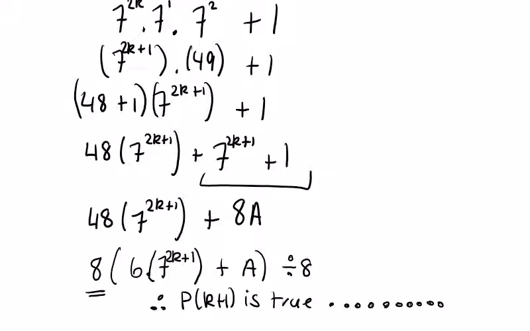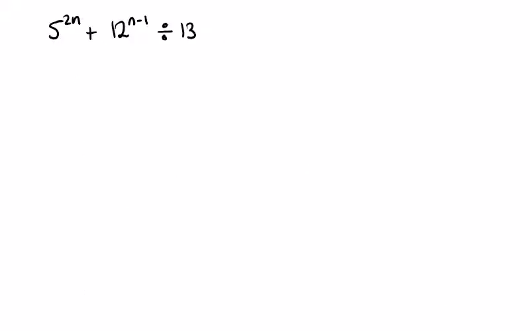So we'll do one more of these questions, and then hopefully you've mastered divisibility proofs. So they look a bit trickier. Just follow the same process and we'll see where we get to. So we're looking here, is 5 to the power of 2n plus 12 to the power of n minus 1 divisible by 13. When n is equal to 1, we get 5 to the power of 2, 2 ones, plus 12 to the power of 1 minus 1, which is 12 to the power of 0.